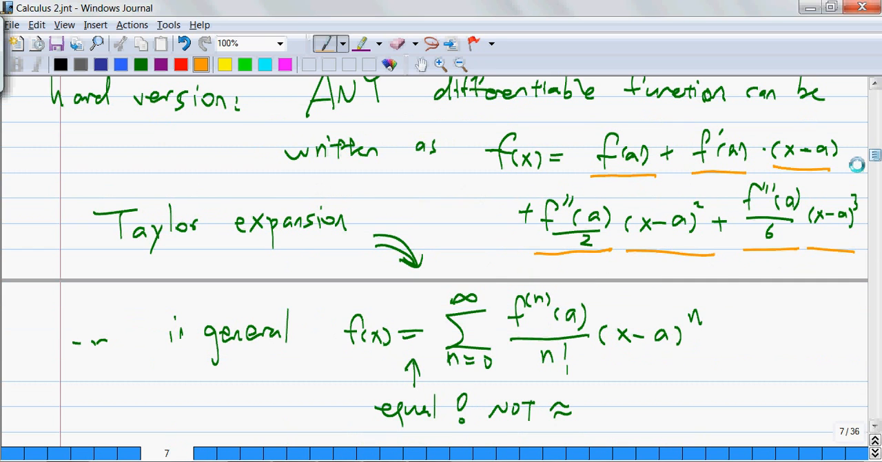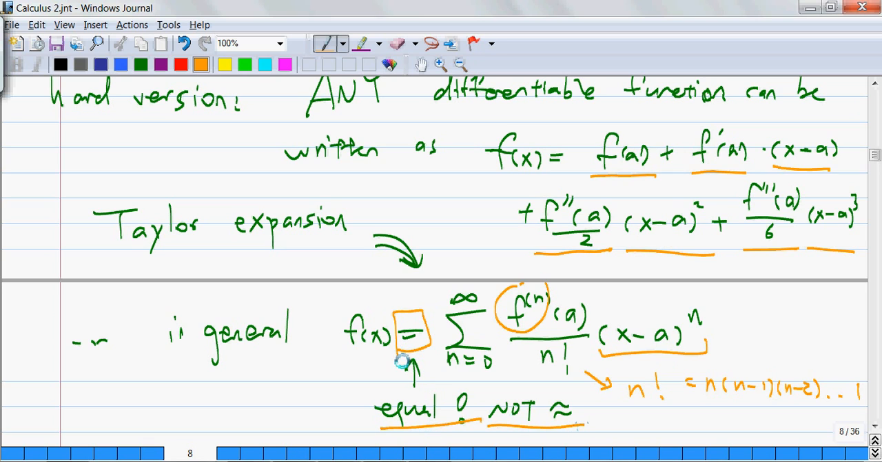So in general, if you want to have an infinite sum, then this notation means the nth derivative. So f nth derivative evaluated at this point divided by n factorial. This thing is n factorial, which means n times n minus 1, n minus 2, and so on until you multiply it to 1, and multiply by this difference to the power n. And if you sum them from 0 to infinity, it's equal to this original function. So remember, here it's equal, it's not approximately equal. So we call this kind of thing the Taylor expansion.